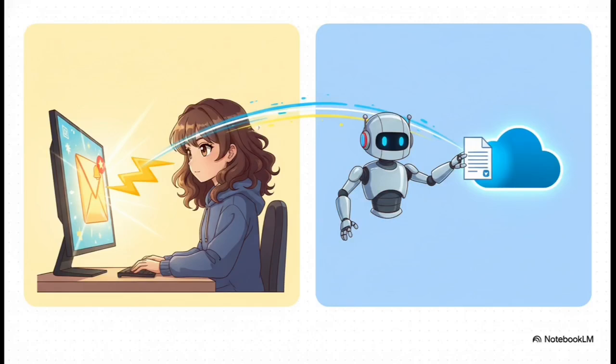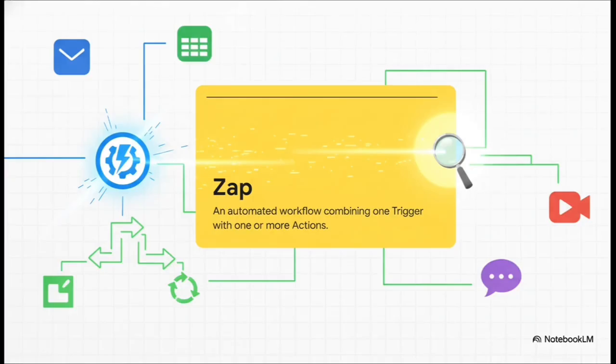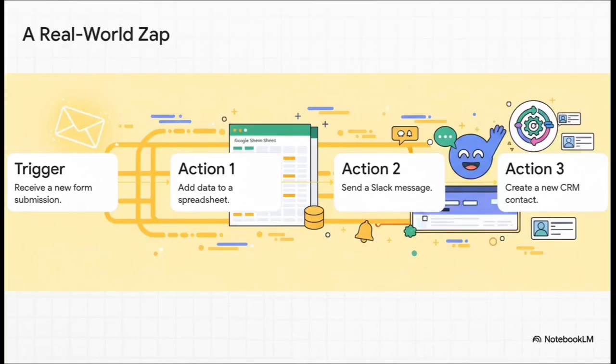See? Simple. And when you put those two things together, one trigger and at least one action, you've officially created a Zap. It's basically a simple recipe that you teach your apps to follow. And the best part is, it just runs in the background for you, 24/7, without you ever having to think about it again. This all clicks when you see a real-world example.